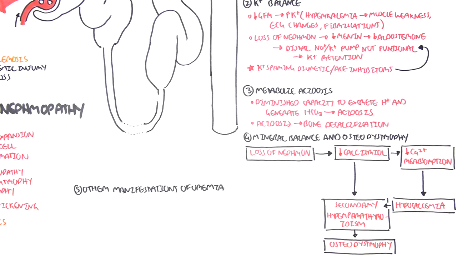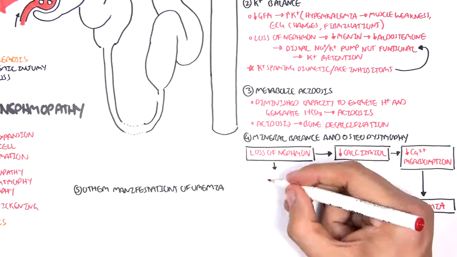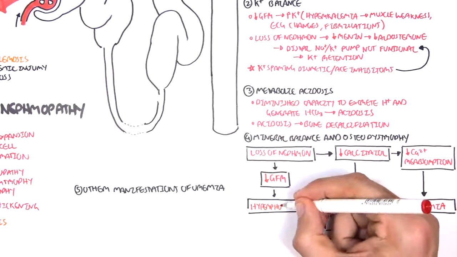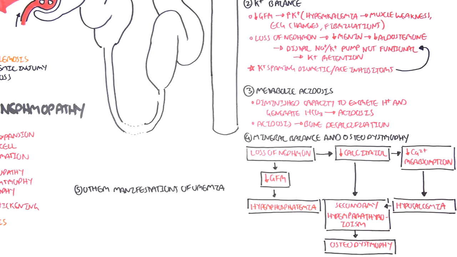The loss of nephrons eventually also leads to a decrease in GFR, and so when you have a decrease in GFR, you have a decrease in filtration, and so this will lead to hyperphosphatemia because the body cannot secrete phosphate.